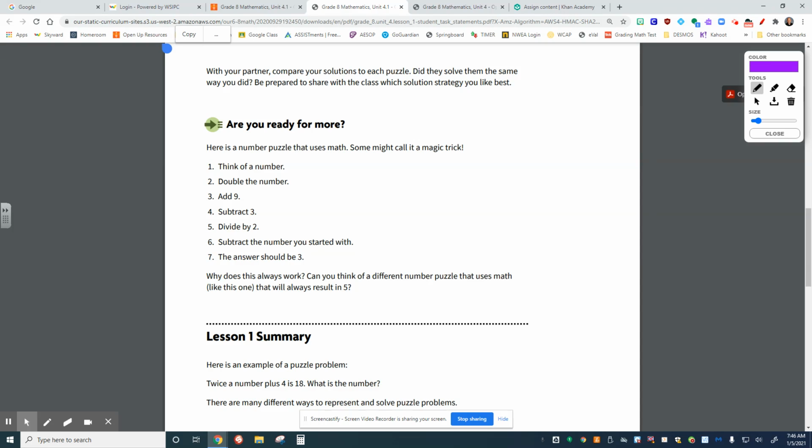I'm going to go ahead and think of the number 3. I'm going to double that number to make it 6. I'm going to take 6 plus 9, which is 15. 15 minus 3 is equal to 12. 12 divided by 2 equals 6. And then subtract the number that you started with. 6 minus 3 equals 3. Wow, crazy, it worked.